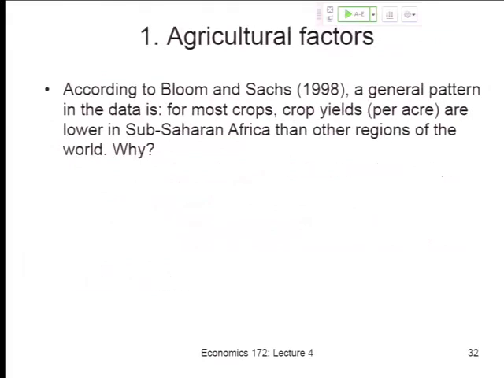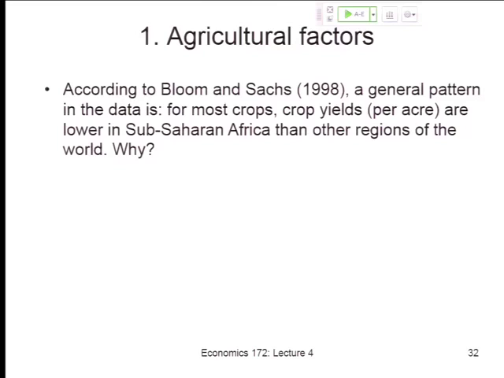What are these agricultural factors, and how does it work? Their main claim is it's a general pattern that yields are lower in the tropics. Yields per acre are lower in the tropics everywhere. The question is why. And so I want to step back. We're going to start thinking about causality now. We're going to start thinking about going beyond interpreting correlations or broad patterns to thinking about cause and effect. And this is going to be one of the main themes in the course this term.